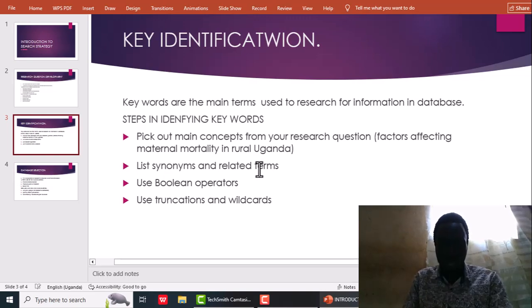Those are terms related to it. For example, for rural Uganda, you can say remote areas in Uganda. That's what we mean by rural Uganda, or outside Uganda. That's another term you can use. Then use Boolean operators. What are those Boolean operators you are trying to use? The use of AND, OR, NOT. Then use truncations and wildcards. If we talk of truncations, there are some words with a lot of meaning. For example, education. If you use truncation, for example the use of an asterisk at the end of educat can give you various options. If you use a question mark in the middle of a word like organization, you can find various spellings.